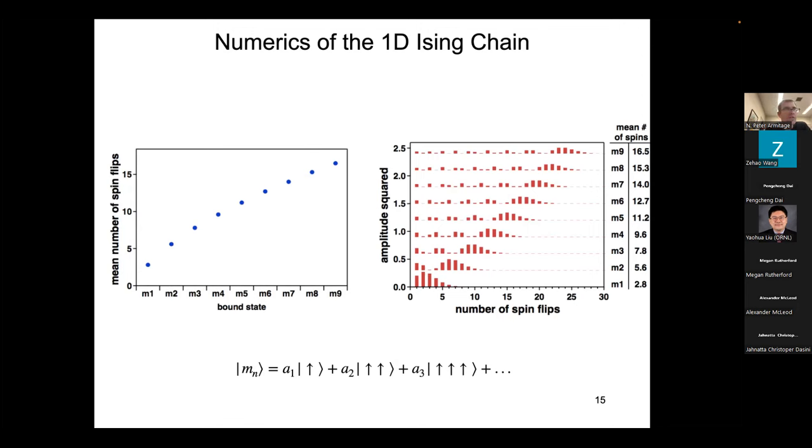So M1 is, on the bottom here, a little bit of one spin flip, with a little bit more of two, a little bit less of three, a little bit less of four, and so on. M2 is some part of one spin flip, a lot less of two, a real lot less of three, and then on up again. And as you go up to M9, you get an oscillating pattern, which, if you did this in the real continuum limit, you would see resembles the Airy function solution, which is the solution to the one-dimensional Schrodinger equation.